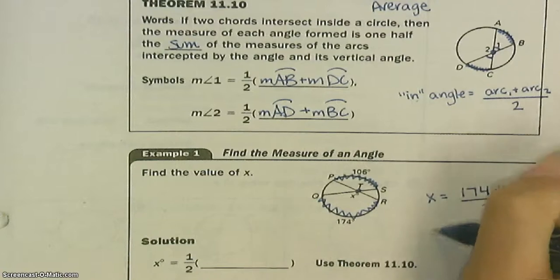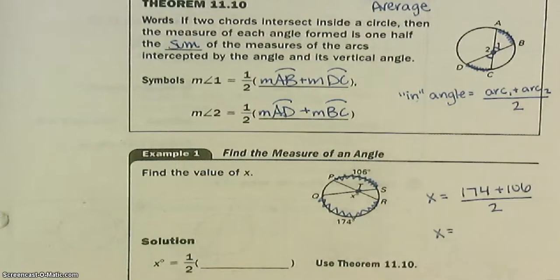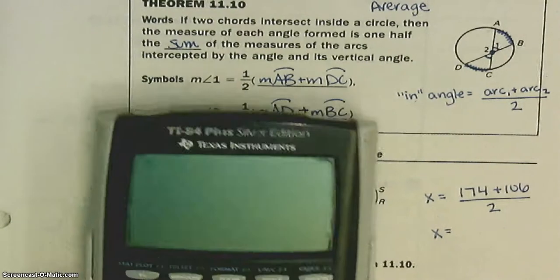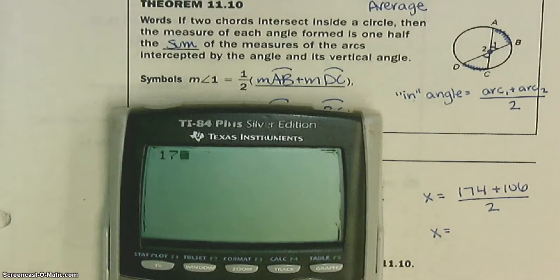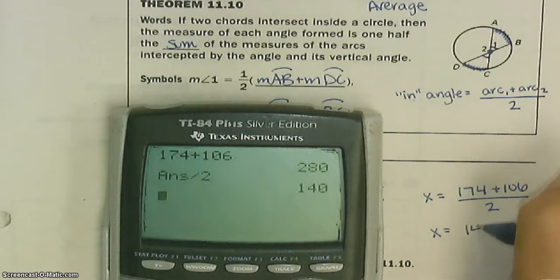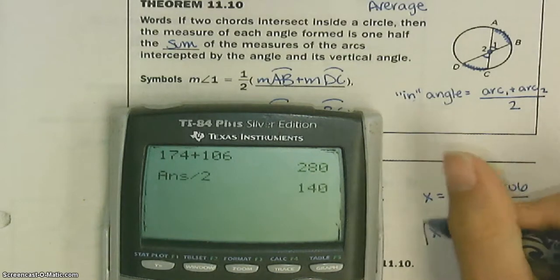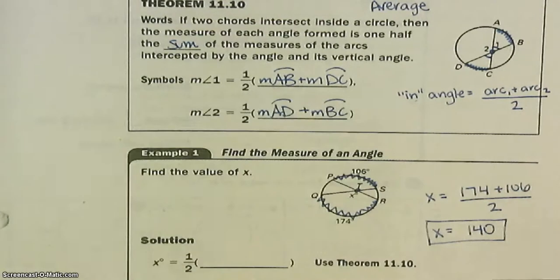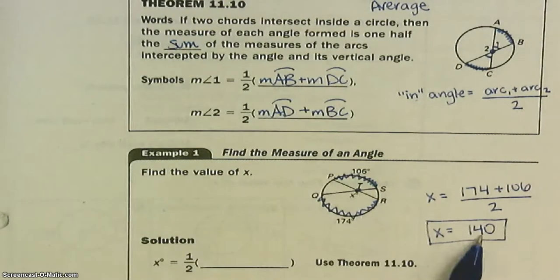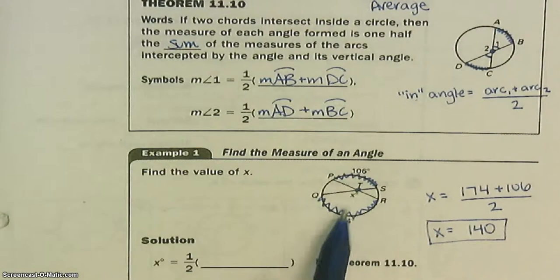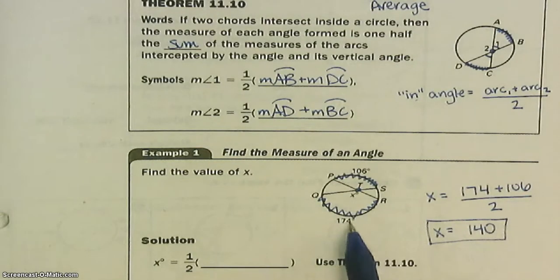and divide by 2. Make sure when you put this in your calculator that you press enter at the end before you divide by 2. 174 plus 106, enter, divide by 2. 140 degrees is what X is. We average together, and that makes sense. 140 is in between these two. If I got a bigger answer than 174, that doesn't make sense because it has to be in between.